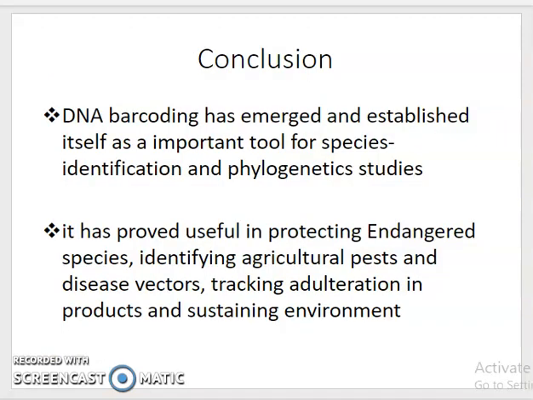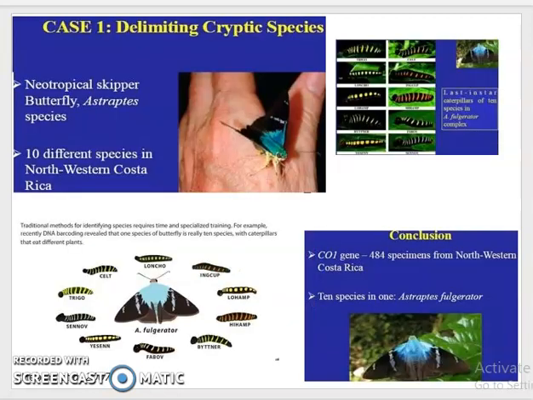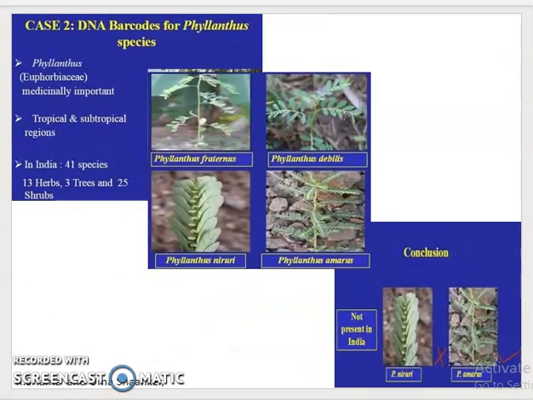So it's very important. To conclude, DNA barcoding has emerged and established itself as an important tool for species identification and phylogenetic studies. It is very much used to study the evolutionary history. It has been useful for protecting endangered species, for identifying agricultural pests and disease vectors, for tackling adulteration in various products, and also in sustaining the environment. Various case studies are also there. Disputed identity of organisms has been resolved using DNA barcoding techniques. These are a few examples, just for your information.